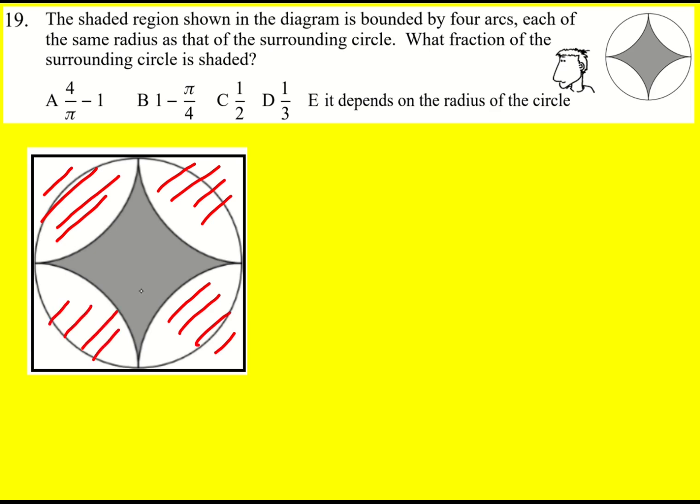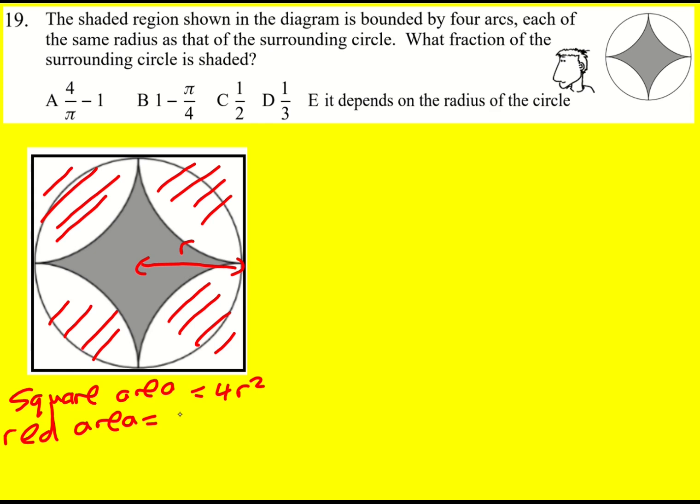the shaded area. So if I say the radius is r, in fact, because we're dealing with a fraction, we could set it equal to 1 for simplicity, but I'll stick with r here. Then the square area is going to be 2r times 2r, 4r squared. And the red area is going to be, well, there's 4 quarter circles, so it's actually just going to be pi r squared.